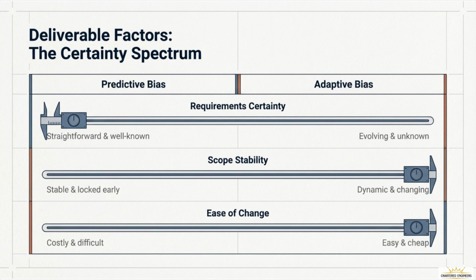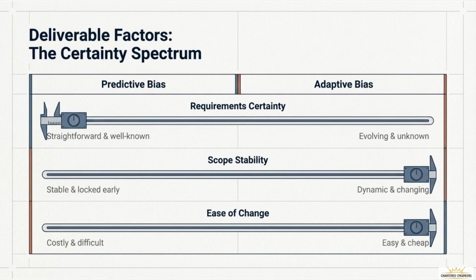If the scope is dynamic and changing, perhaps because of shifting market trends, you lean adaptive. Finally, look at the ease of change. This is a big one for engineers. If making a change late in the project is costly and difficult, like moving a weight-bearing wall in a skyscraper, you must lean predictive. If changes are easy and cheap, like updating code in a cloud-based app, you have the luxury of leaning adaptive. When you analyze a scenario, ask yourself, where do these sliders sit?